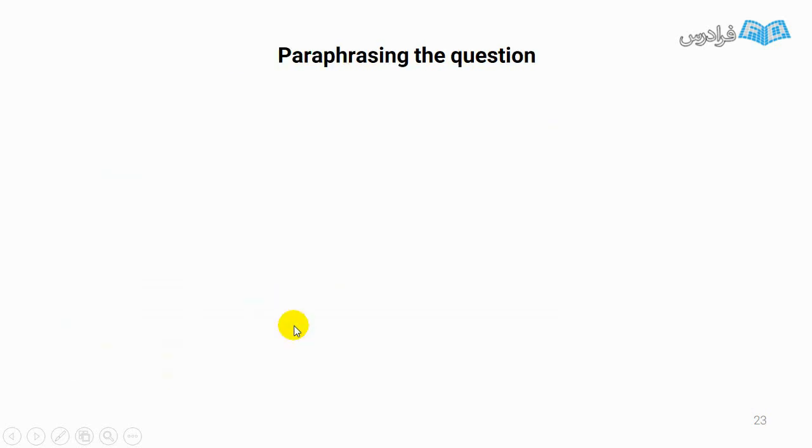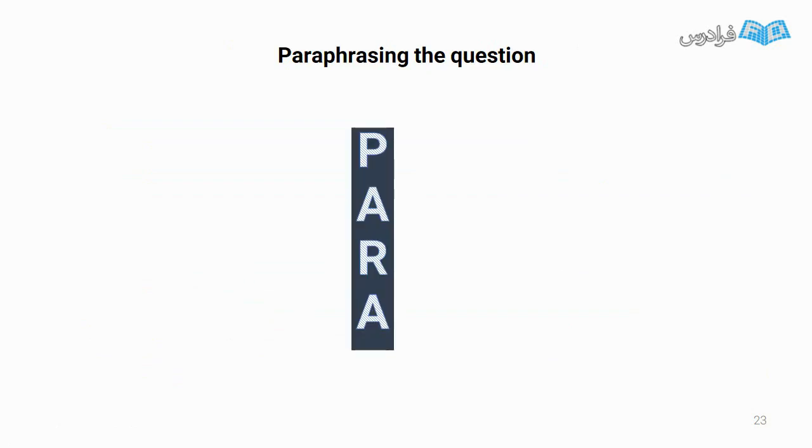What is paraphrasing the question? P: put the text in your own words. Avoid copying the text. And R goes to rearrange. Rearrange similar text. And the final step, ask yourself if you included all the important points or not.